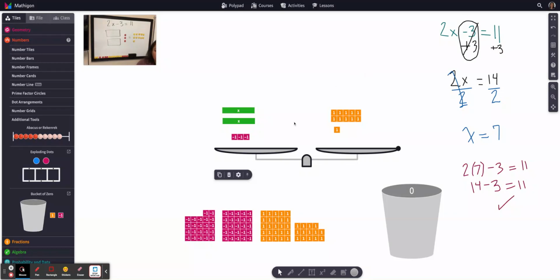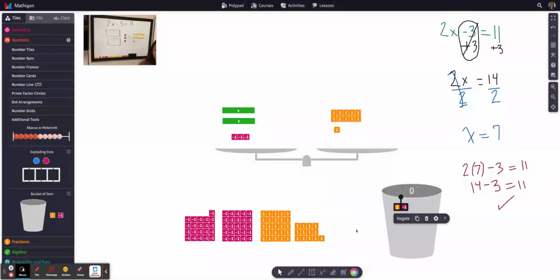If we remember from before when we were dealing with integers, I could put a -1 and a +1 together and make a 0. I could dump them in the 0 bucket and it will put them right next to each other to show me how many zeros I have collected so far. So let me put this back.